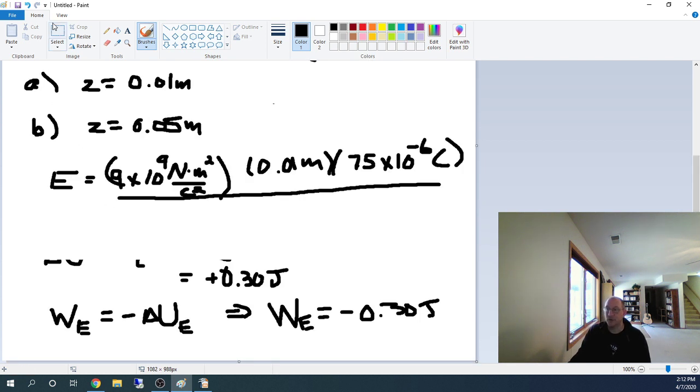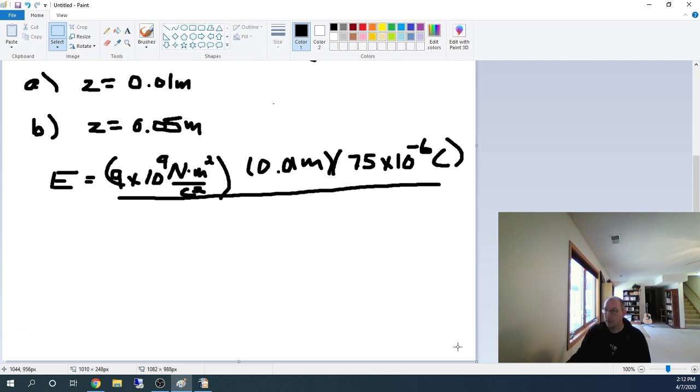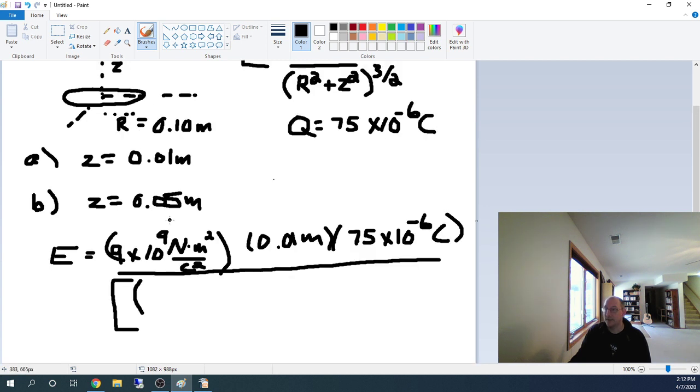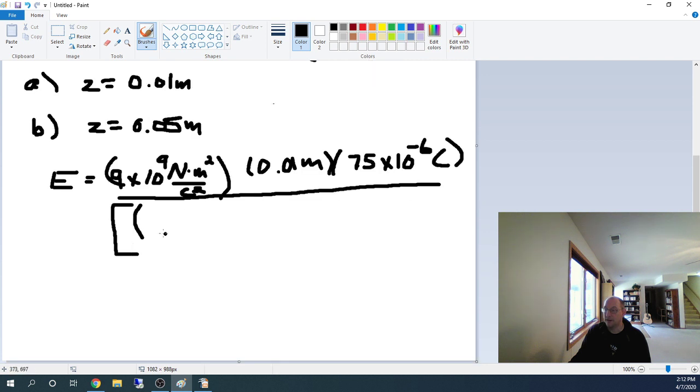We got some more junk down here. Let me clean that up. Okay, so now we have R squared plus Z squared to the 3/2. So this would be, now make myself a nice big bracket, R squared. The radius of it was 0.1 meters, squared, plus Z squared. In our case, Z was 0.01 meters.